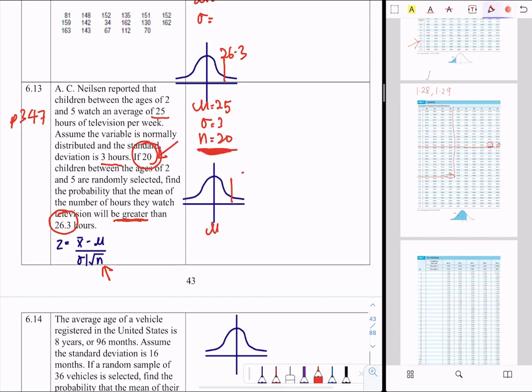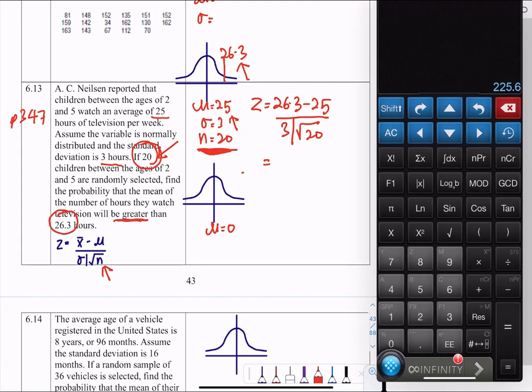The mean will be 0, and then we need to change this value into the Z score. Then Z equals the sample mean 26.3 minus the population mean 25, divided by the standard deviation 3 divided by the square root of 20. Be careful when you press the calculator; do it carefully.